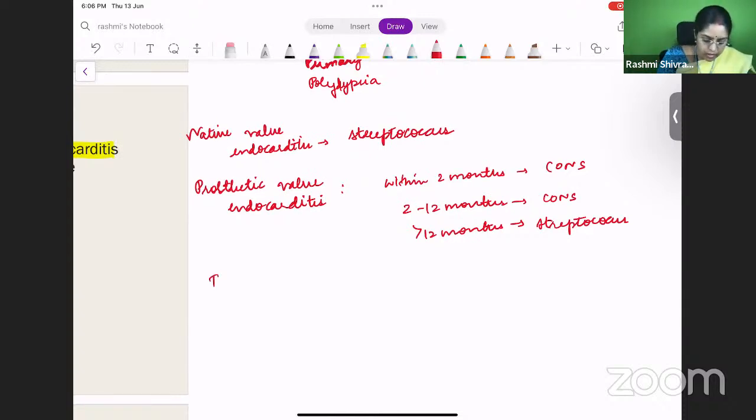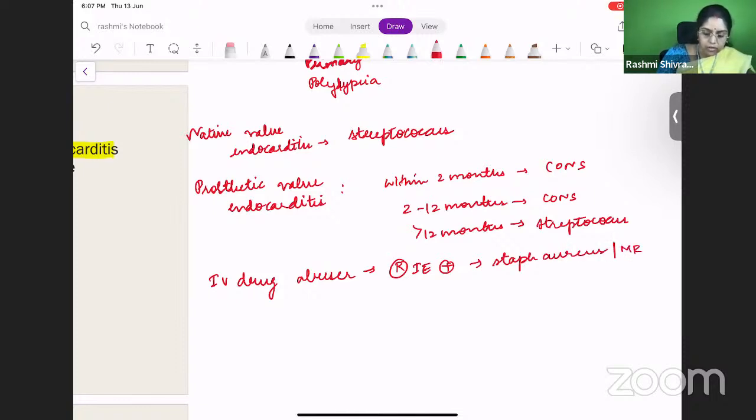And if it is an IV drug abuser, what are the main points regarding this? The patient will be having a right-sided infective endocarditis mostly, and the organism will be Staph aureus, especially MRSA.